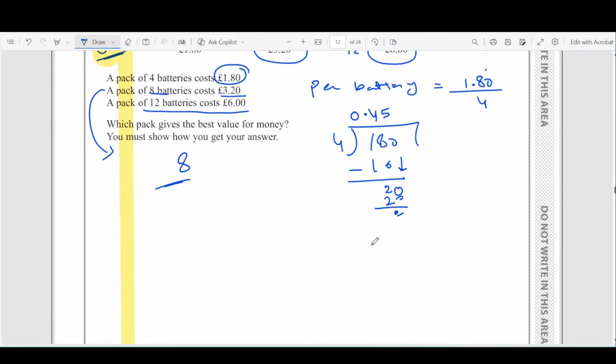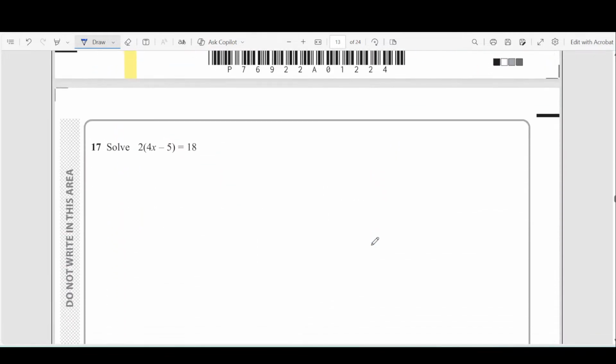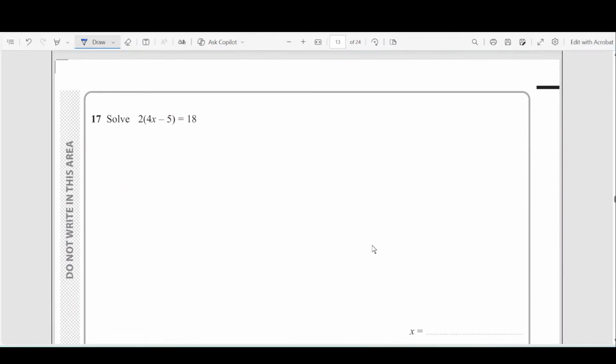Okay, now let's try to solve this question. Whenever we are given a bracket, we need to use the distributive property to solve this. If we do, first we multiply this 2 with 4x. So 4 times 2, 8. Then we have x. Then we have a minus sign, so we put that. 5 times 2, 10. Here we have 18.